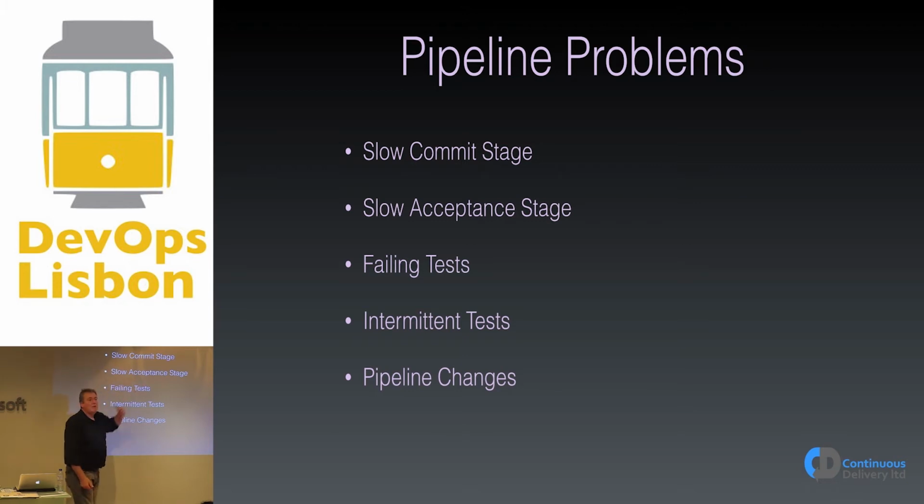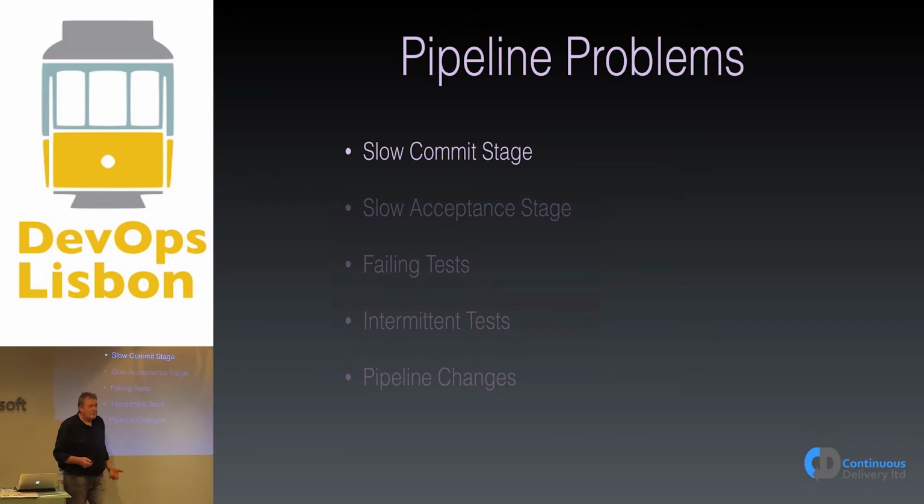So common pipeline problems. We could have a slow commit stage. We could have a slow acceptance test stage. We could have failing tests. We could have intermittent tests. And we could have pipeline changes. We could try and make changes to the pipeline itself, which break things and make us blind. So I want to explore those in a bit more detail.